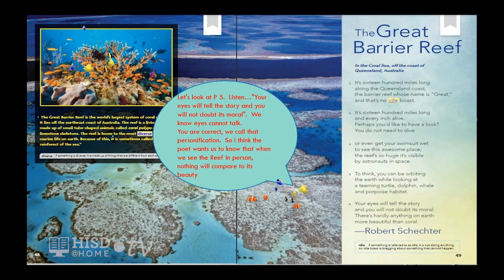Let's look at paragraph 5. Listen to that again. Your eyes will tell the story, and you will not doubt its moral. We know eyes cannot talk. You are correct. We call that personification. So I think the poet wants us to know that when we see the reef in person, nothing will compare to its beauty.